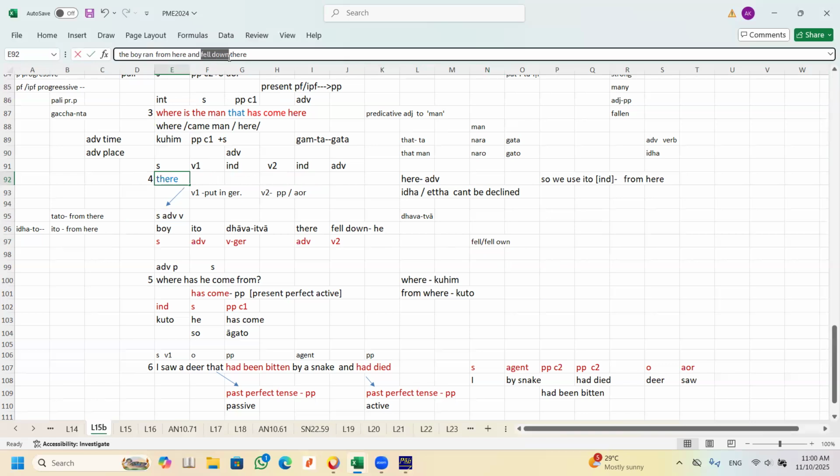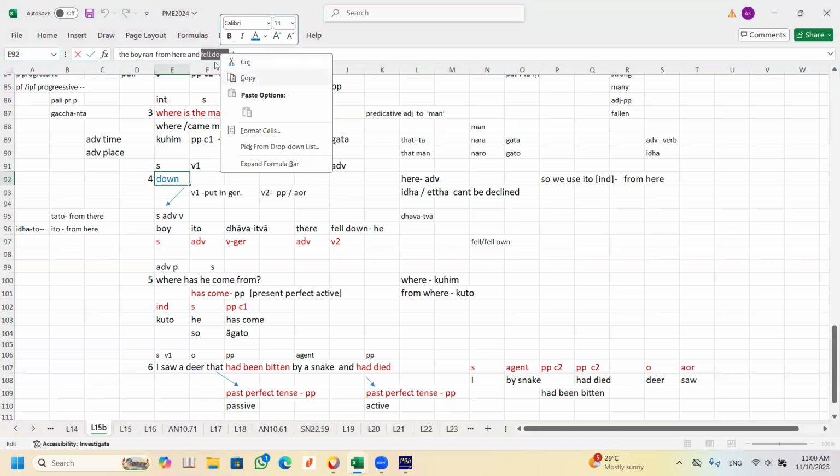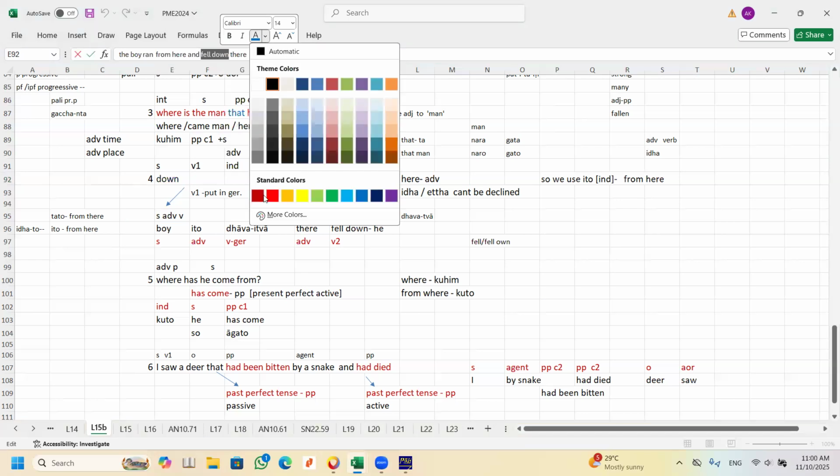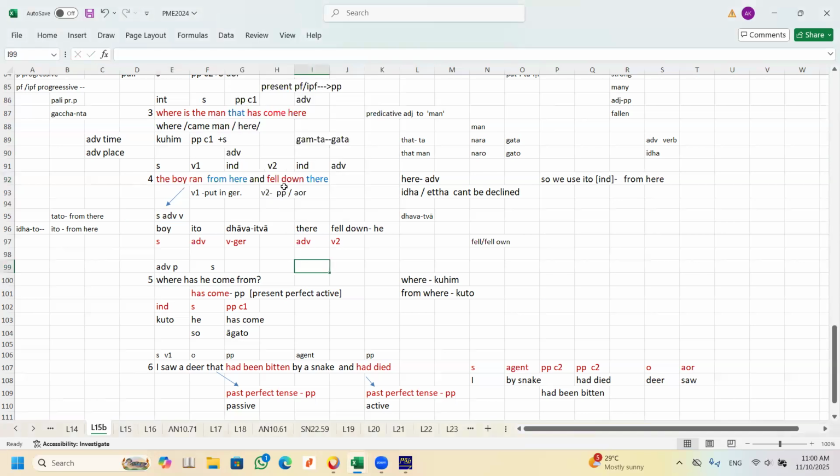This is basically one verb. Let me change again. This is one word, fell down. This word should be your aorist, the past tense. Then that means this is going to be your adverb, not in declension. So this is the adverb.